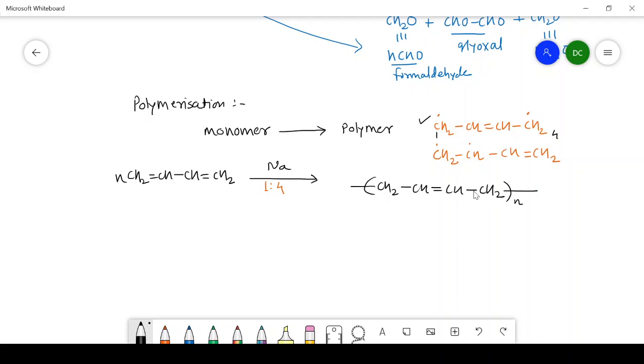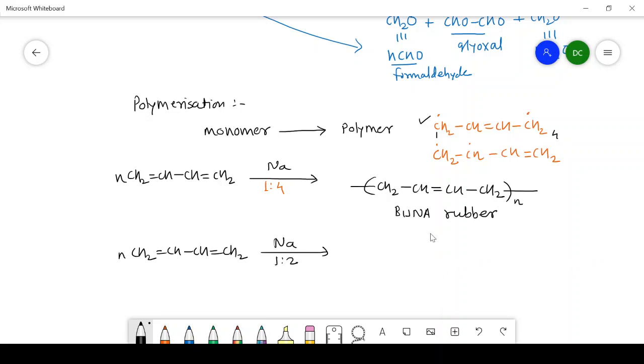So in this way, a number of butadiene molecules undergo 1,4 addition to form a straight chain polymer. It is a polybutadiene, and it is generally called Buna rubber. So in this way, after 1,4 addition, we get a straight chain polymer. Now look at the 1,2 addition. In this reaction, we have to take n number of butadiene, and in presence of metallic sodium, we get 1,2 addition.